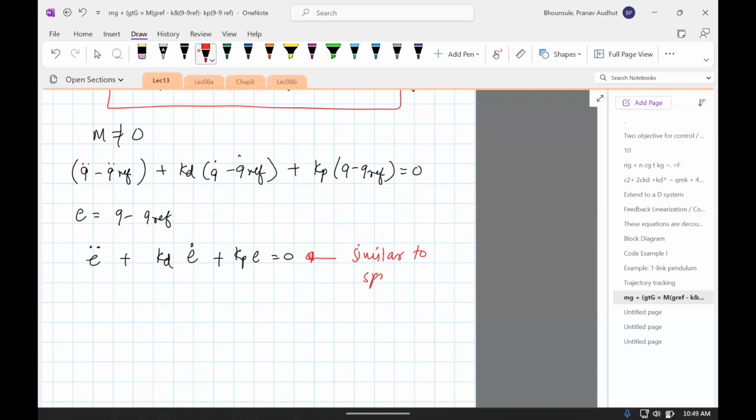When you look at this equation, you'll see that it looks very similar to the spring mass damper equation, right? Where E is replaced with X. So if it's a spring mass damper equation and we have total control over Kp, Kd, then we can actually control the system to be critically damped. So that's what I'm going to use to show you how to do trajectory tracking on the pendulum next time.